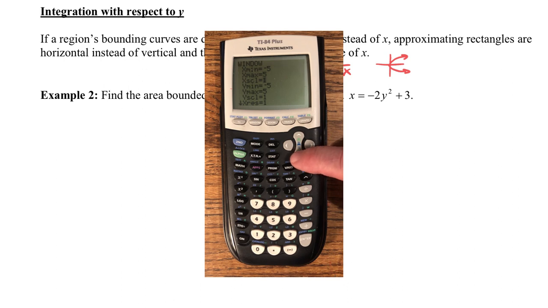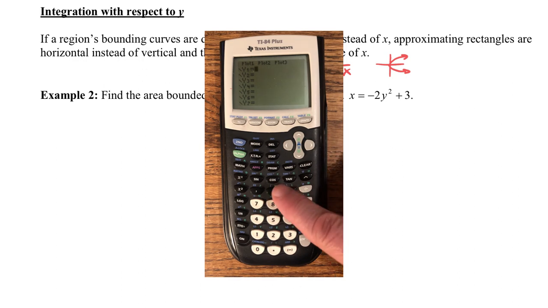The x scale, that just means it's going to put a tick mark every 1 unit, which is fine. Then y, let's go -5 to 5, and 1 here also. Okay, so -5 to 5 for x and y. Make sure everything's cleared out here.